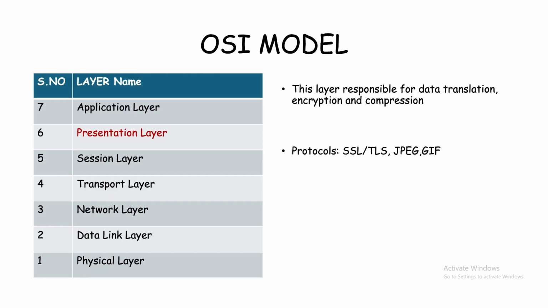It also converts the data into a format that the receiver system can understand. And it ensures secure transmission of data between the browser and server. And also, for faster transfer, it reduces the size of the data. The main protocols we use here are SSL and TLS to encrypt data for secure communication, and JPEG and GIF for handling data formats. This is about the presentation layer.